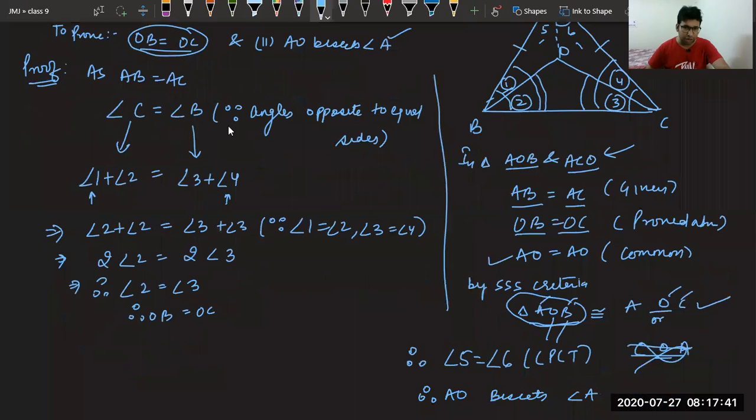All of you please confirm, are you all able to see the last line that I have written? AO bisects angle A. Are you able to see the last line? Yes. Okay, good. Now it is done.